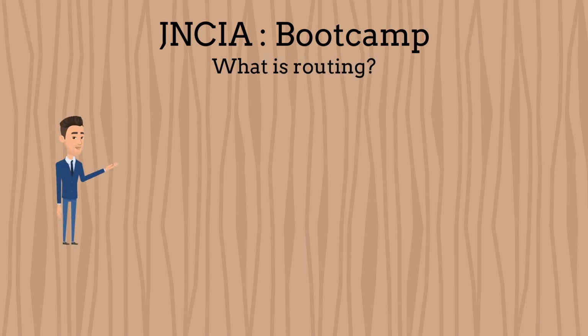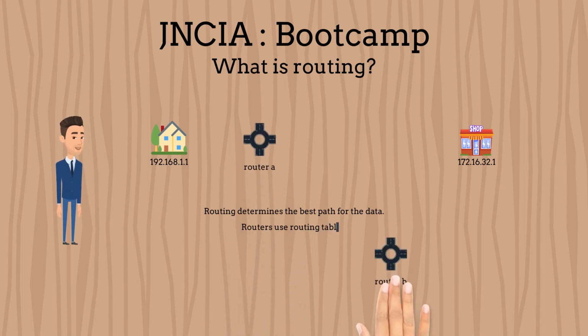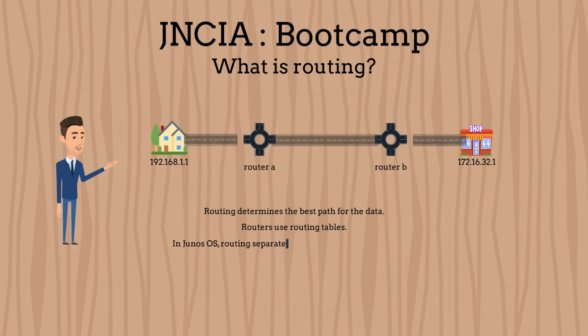What is routing? Let's take our home with its IP address of 192.168.1.1. It needs to send data to the coffee shop at 172.16.32.1. Routing determines the best path for the data. Routers, as we see here, router A and router B, use routing tables. In Junos OS, routing separates control and forwarding planes. Think of routing like planning the fastest route to a destination based on current traffic conditions.